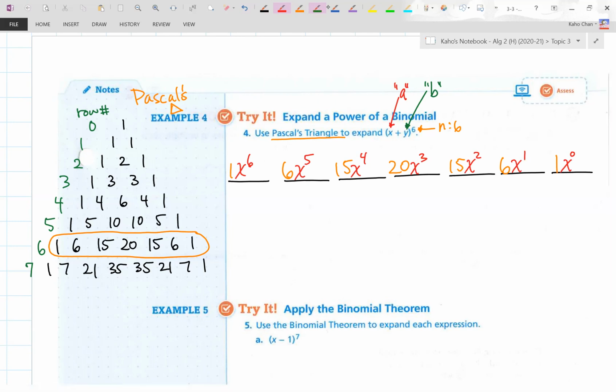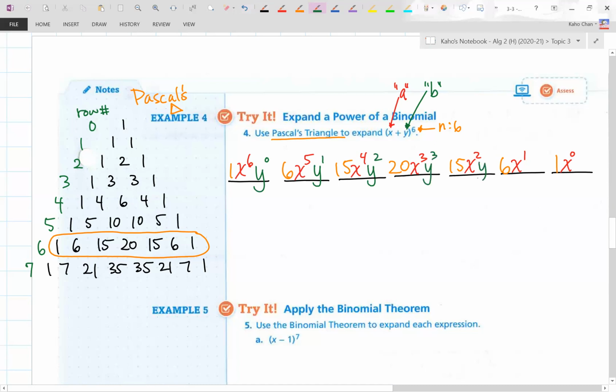B's go up from 0. The B in this case is y to the 0, and it ascends, so to speak. And this is the pattern. Isn't that crazy? We have 7 terms. You can prove this to yourself if you want to. Take x plus y times x plus y and do it 5 more times, and you'll see this will come out of it. Isn't that crazy?